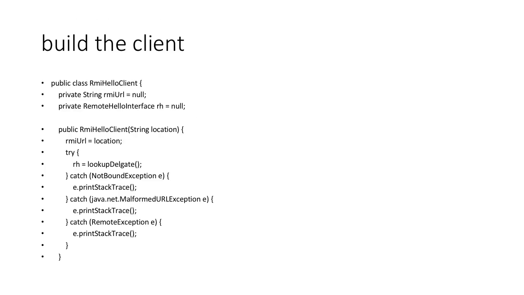Now the client comes in. It only makes reference to the interface, not the implementation. It looks up the delegate, which is going to be through the registry. So that's the RH instance, which is the remote hello interface instance. So after a lookup on the delegate has occurred, you'll be able to do the remote invocations.